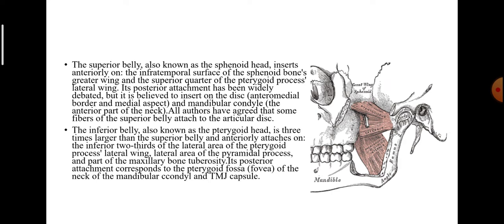The inferior belly, also known as the pterygoid head, is 3 times larger than the superior belly and anteriorly attaches on the inferior two-thirds of the lateral area of the pterygoid process's lateral wing, the lateral area of the pyramidal process, and part of the maxillary bone tuberosity. Its posterior attachment corresponds to the pterygoid fossa of the neck of the mandibular condyle and the TMJ capsule.